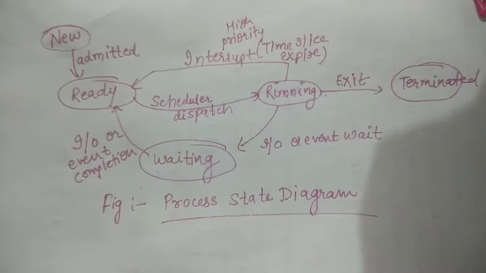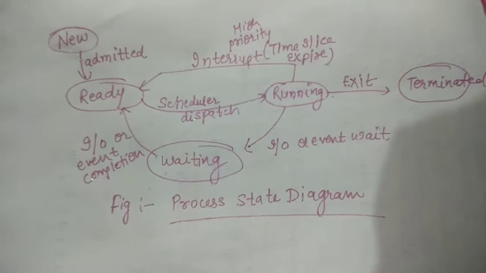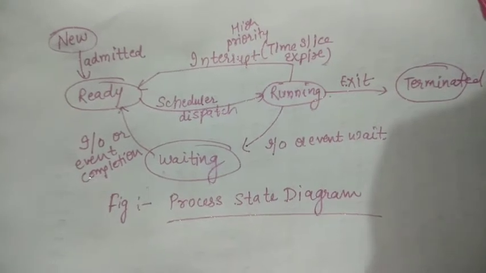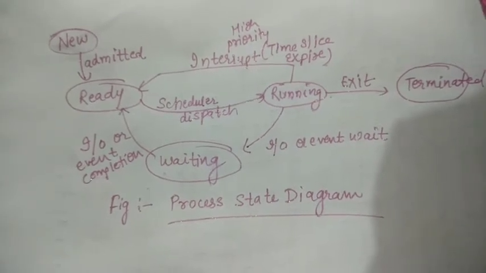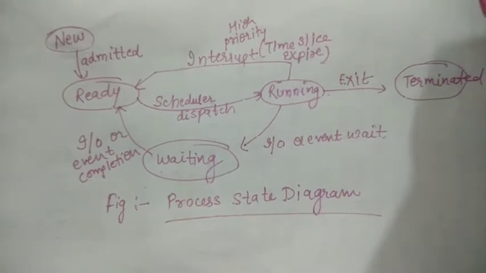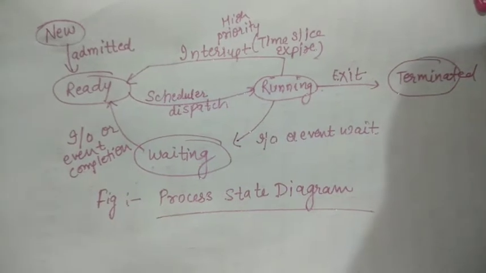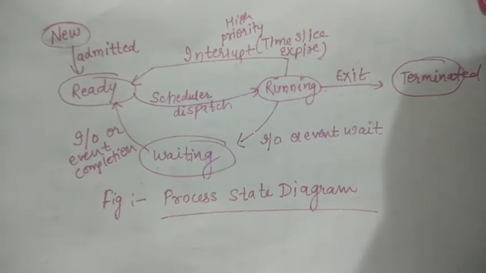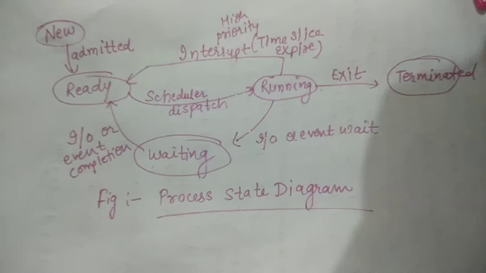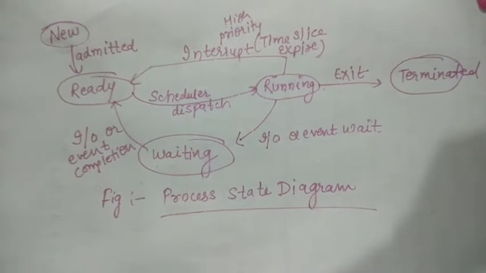So first of all we have the new state. So here the process is being created. When the process is being created, it is in this state. After the process is created, it is admitted and it comes to the ready state. So the next state is the ready state. The process is ready to begin execution and is waiting to be assigned a processor, so it can begin its execution. So the process is created and admitted, and it is in the ready state.